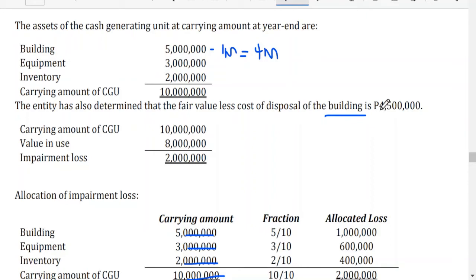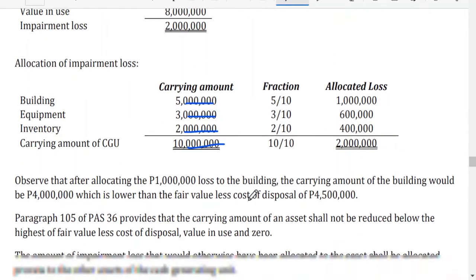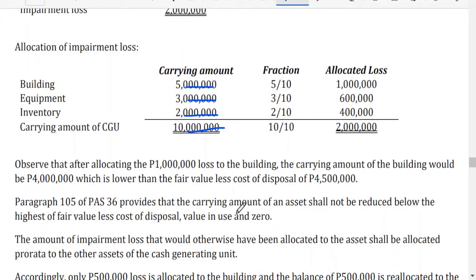fair value less cost of disposal of the building. As a rule, okay, according to PAS 36, the carrying amount of an asset shall not be reduced below the highest of fair value less cost of disposal, value in use, and zero. Okay? So, dapat daw ma-reduce at the below sa pinaka taas sa fair value less cost of disposal, value in use, and zero. The amount of impairment loss that would otherwise have been allocated to the asset shall be allocated pro rata to the other assets of the cash generating unit.